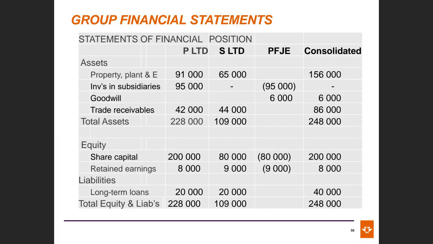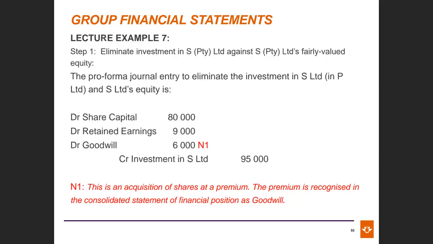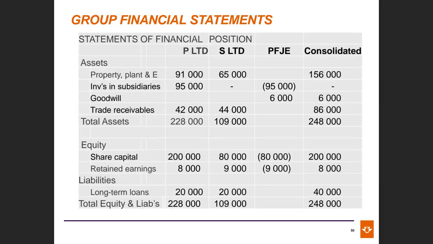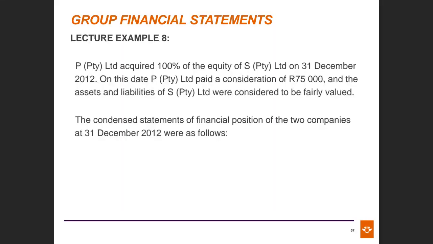Then we have long-term loans. We'll go P Limited 20 plus S Limited has 20. That will give us a consolidated figure of 40,000. Okay, so that is the consolidated statement of financial position. So that was example 7, where we had goodwill. Let's have a look at example 8 and see if the scenario is different and how they account for it.